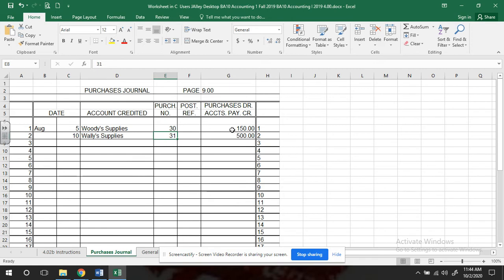Now we owe Woody's $150 and we owe Wally's $500. This is for merchandise that we're selling. Good thought is that we buy this merchandise, we don't have to pay this for 30 days. So hopefully in that 30 days we sell this merchandise and we use the revenue from this merchandise to pay that bill. That's the thought process there. All right, so that takes care of the second transaction.